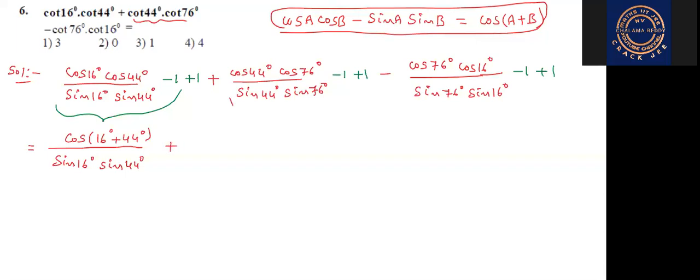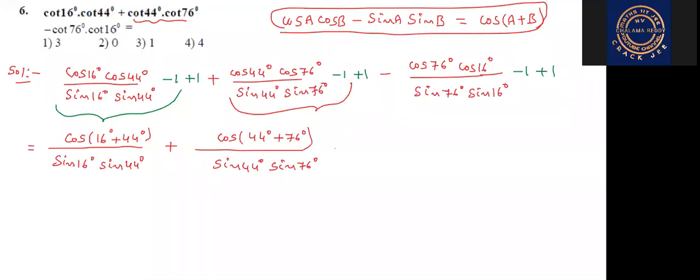Now go to these two terms. Again take the LCM. What happens, students? Sin 44 degrees sin 76 degrees. Okay. The numerator is in the form of cos A cos B minus sin A sin B. That is cos of (A plus B), that means 44 degrees plus 76 degrees, minus these two terms.